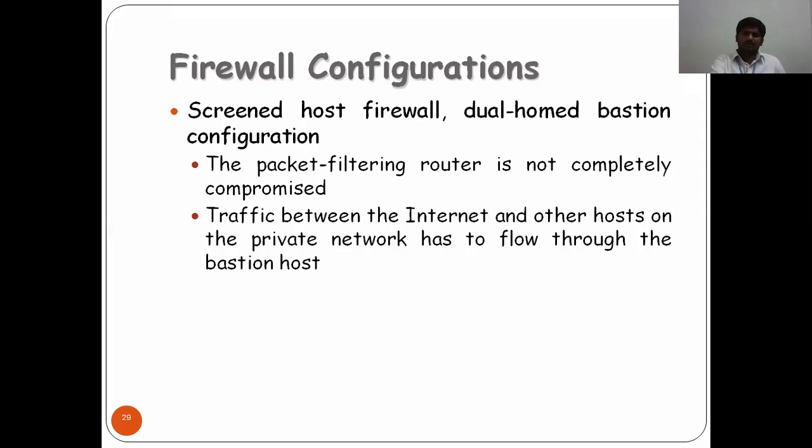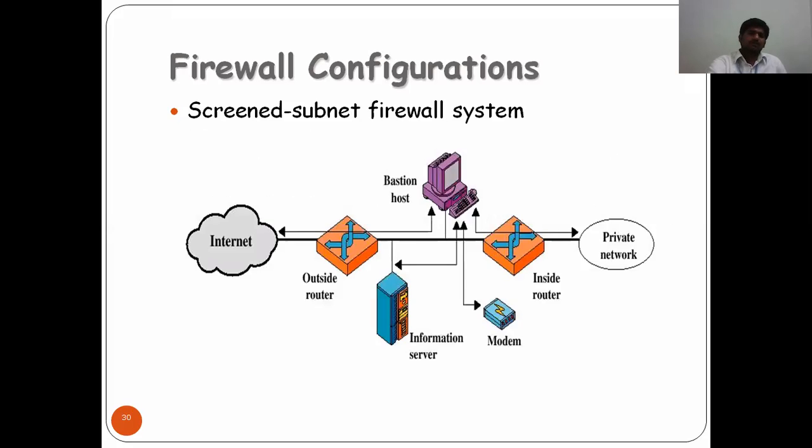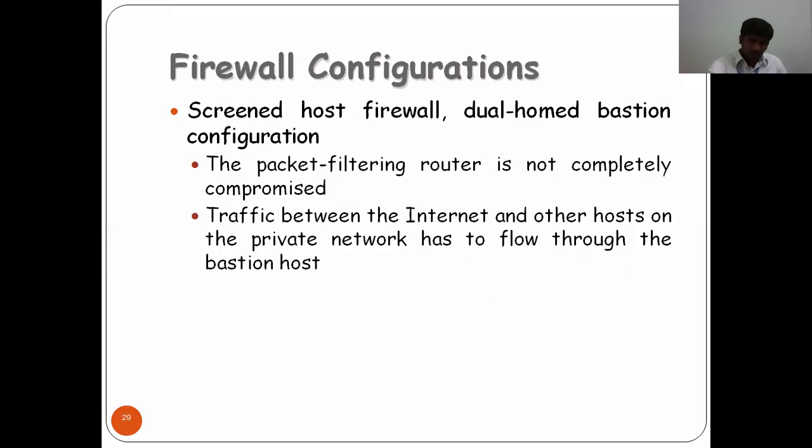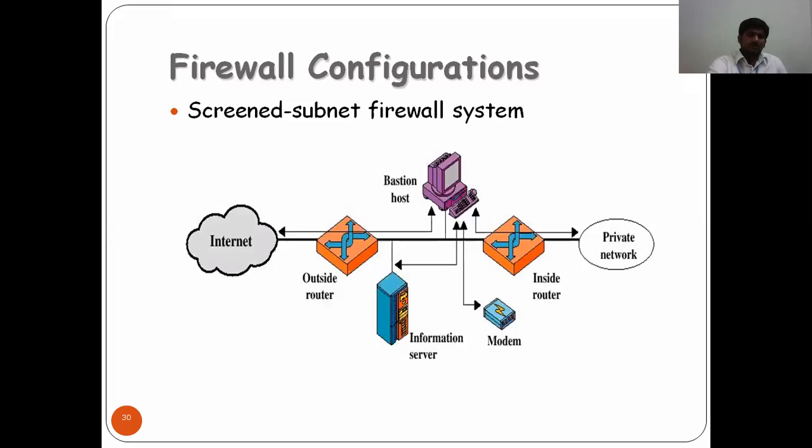to confirm that the data, the network traffic, must pass through the bastion host. Only then does it reach the private networks, while other networks will follow. For that we may have some network in between. So the screened subnet firewall system. Another one is about the screened subnet firewall system.